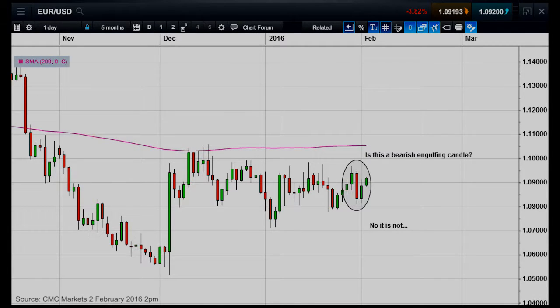Now it's going to be seen from this euro-dollar chart here. Since December, we've been in a sideways trend. So this candle isn't reversing anything. We're in a sideways trend. So ultimately, it's not valid. Therefore, we can ignore it.